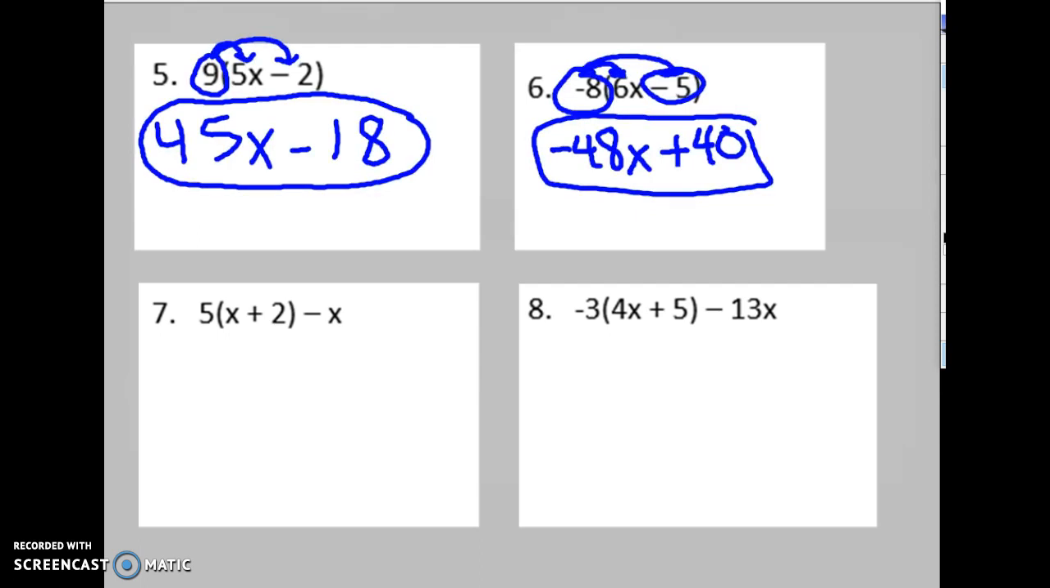Looking at number 5, you multiply the 9 times the 5x to get 45x, and then you multiply the 9 times -2 to get -18. So your final answer for number 5 is 45x minus 18.